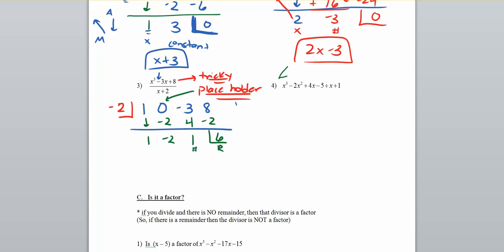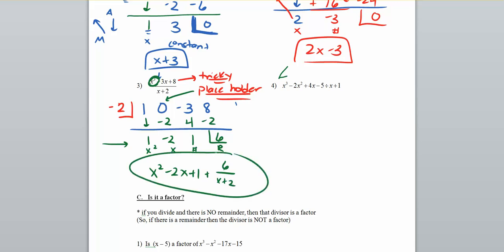This is still my number. This is still my x term. Now I have an x squared term. And that should make sense with what I said before. If we're dividing an x cubed, the first degree for my answer should be an x squared. So to interpret this answer, I'm going to say 1x squared minus 2x plus 1. My remainder is 6. Put that over whatever your divisor is. Now be careful. My divisor is x plus 2. Don't just put the 0. Put what the divisor is.